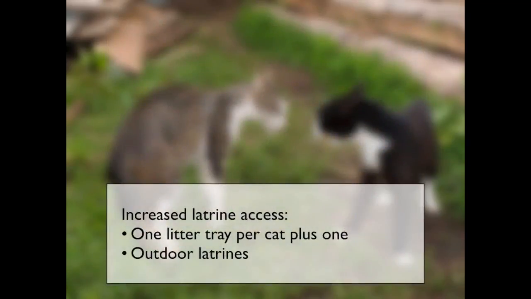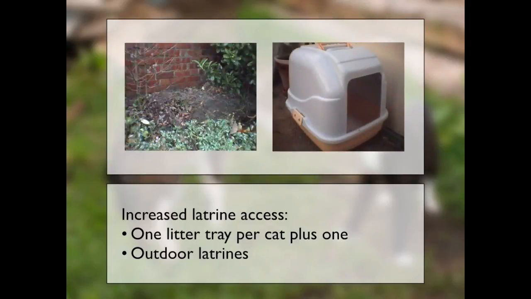Next thing to think about is a particular problem of latrine access. One of the formulae for providing latrines for cats is to say that you should have 1 litter tray per cat plus 1. So effectively in a 4 cat household that means 5 litter trays. Now clearly for many owners that really isn't something that they can tolerate. It would be very difficult to live with.